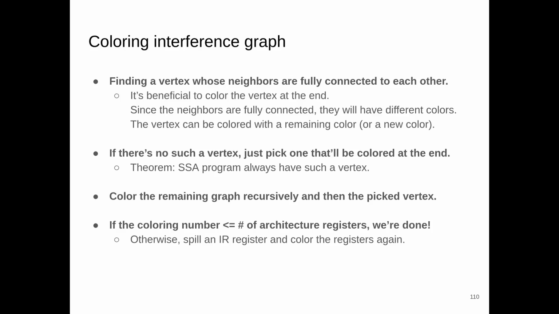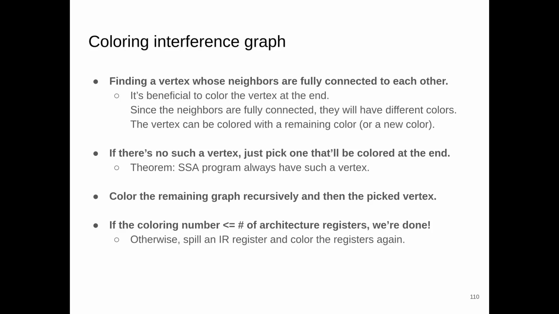Okay, and as I said, you can color the remaining graph recursively and then color the picked vertex. Regardless of whether it satisfies this property or not, you're going to color this vertex in the last step, and you can just choose a remaining color, or you should use a new color depending on the existing coloring. Okay, this is basically the coloring algorithm you may want to implement as your register allocation algorithm.